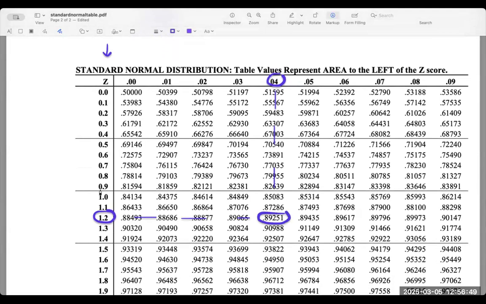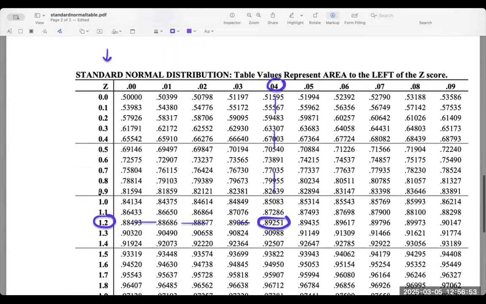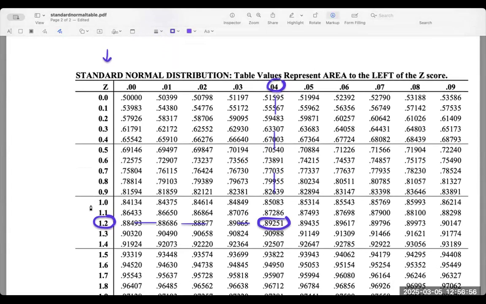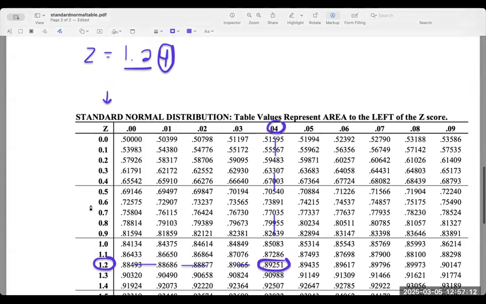So if I asked you what is the percentile when someone's Z-score is 1.24, you would say, oh, that's about the 89th percentile. If it was the SAT or the ACT or something like that, about 89% of people scored less than the person who had this particular Z-score of 1.24.